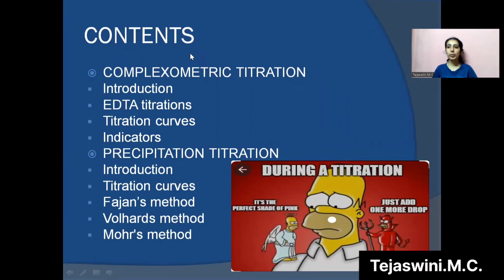In this session, I am going to discuss complexometric titration and precipitation titration. In complexometric titration, we cover the introduction, EDTA titrations, titration curves, and some common indicators used. And in precipitation titration, the introduction, titration curves, Volhard's method, Fajans' method, and Mohr's method. First, let us know about complexometric titrations.